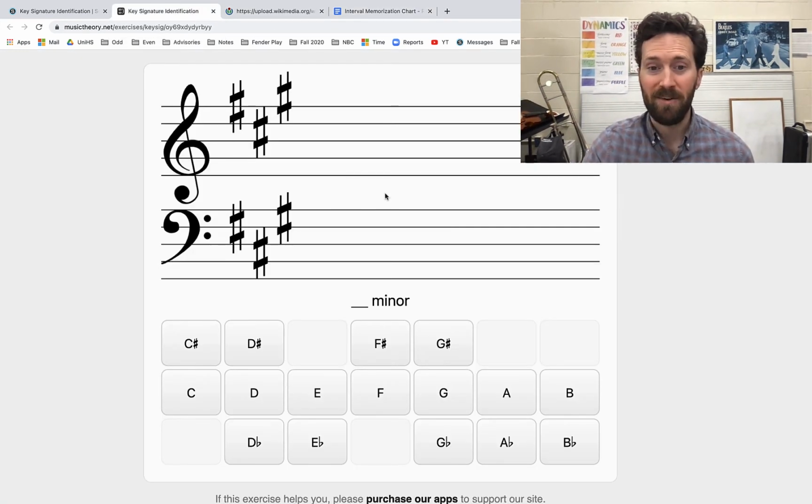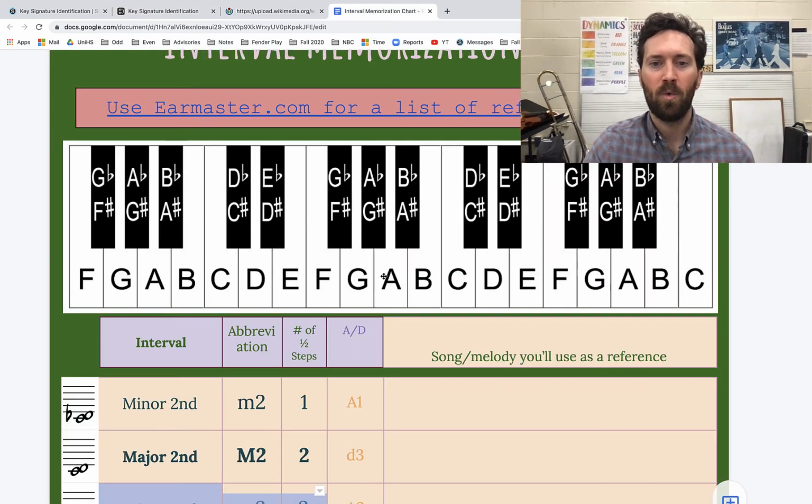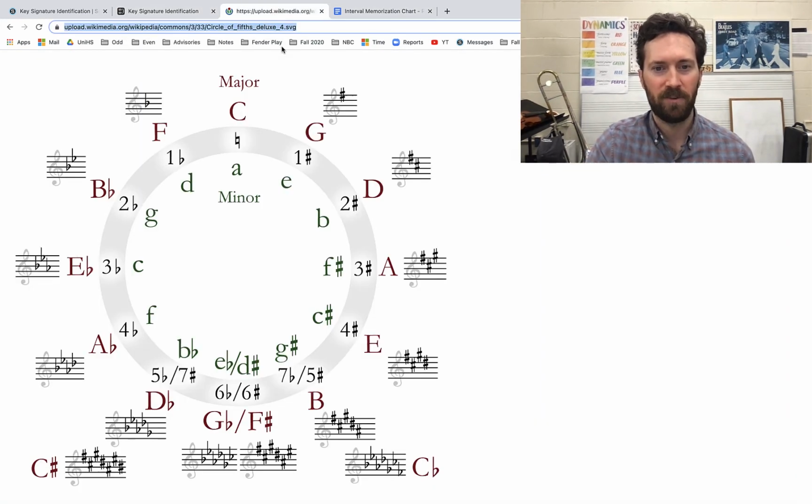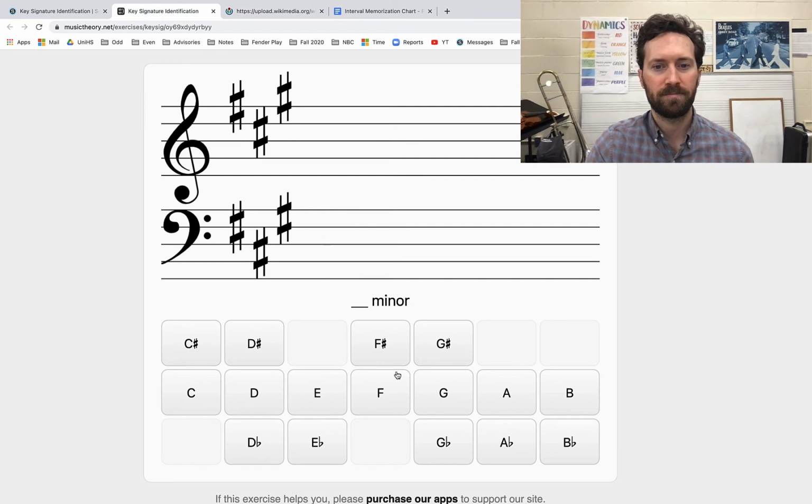But what's the relative minor? 3 half steps down from A. 1, 2, 3. The relative minor of A major is F sharp minor. F sharp minor is our answer. Let's just confirm that. We found 3 sharps, key of A, relative minor, F sharp minor.